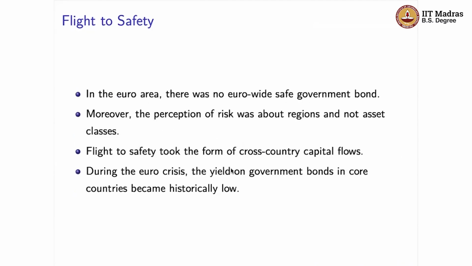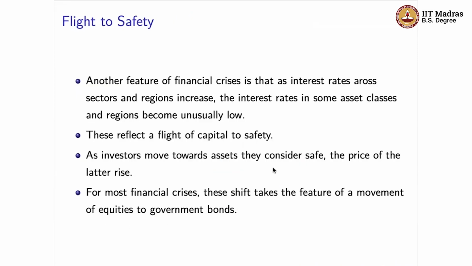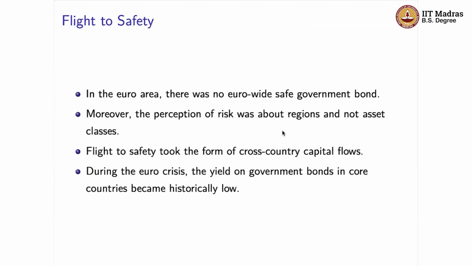But in this particular European case, it was not the case that there was a government bond which was considered safe, right? Remember, as we saw, the problem was happening in these countries in terms of the risk associated with the government bonds, right? So what happened here was that it was not about risks about asset classes, because you had both public and private sector being in trouble in these periphery regions, right? We saw the figures for Greece and Ireland, and so the worry was about regional defaults happening. So here, flight to safety took the form of cross-country capital flows.